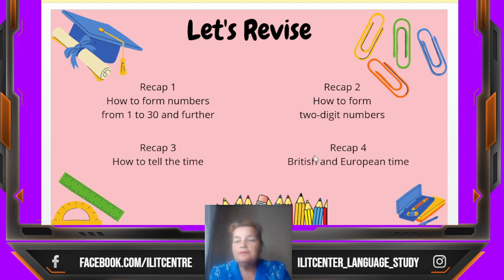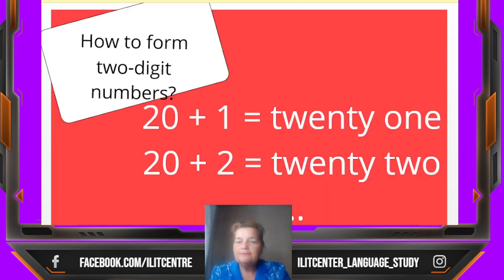So recap 2. How to form 2-digit numbers. Yes, that's the case that we have discussed. Now I will switch on that slide. Nothing difficult. You just take the ten that you need, 20, 30 or 40 or 60, 70, no problem, and just add the numbers from the first 10 which you like, 21, 22, 23, 24, etc.